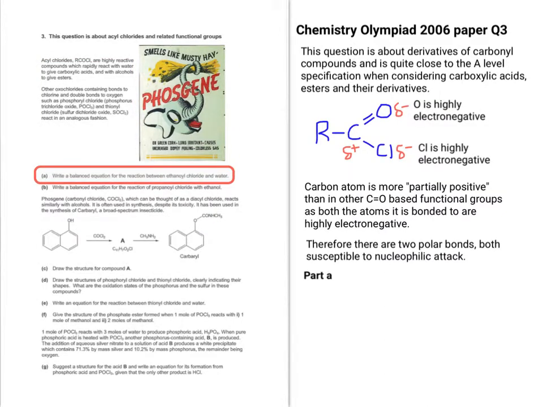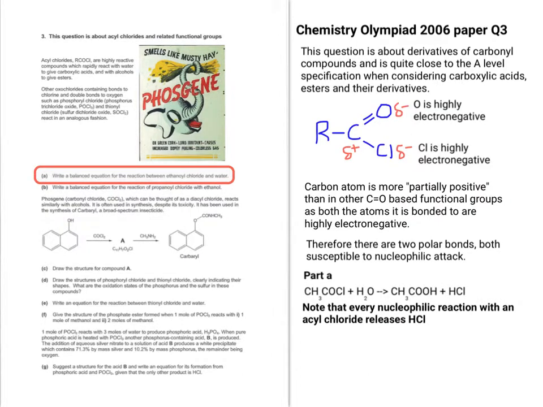So part A starts us off with something quite accessible, a balanced equation. You need the reaction between ethanoyl chloride and water. If you look at the general model of an acyl chloride, you can see that ethanoyl chloride will have two carbons in it, so R will be a methyl group. That gives us CH3COCl, note the two carbons, therefore ethanoyl chloride, plus H2O giving us CH3COOH, so our two carbon chain is maintained. Every nucleophilic reaction with an acyl chloride will involve the chlorine coming off. So that particular C-Cl bond is very susceptible to attack.